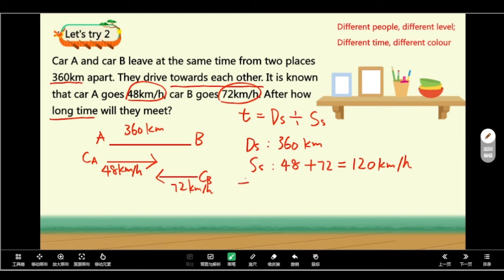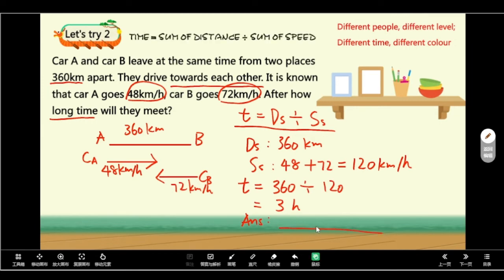So the last step, what shall we do? Yes, we go back to our formula to get our answer. Use 360 divided by 120. So what is our answer? 3, and the unit is hours. Very good. After all, we need to write down our answer: after 3 hours, they will meet together. And again, let's conclude this. If we need to calculate the time, we use the sum of distance divided by the sum of speed.